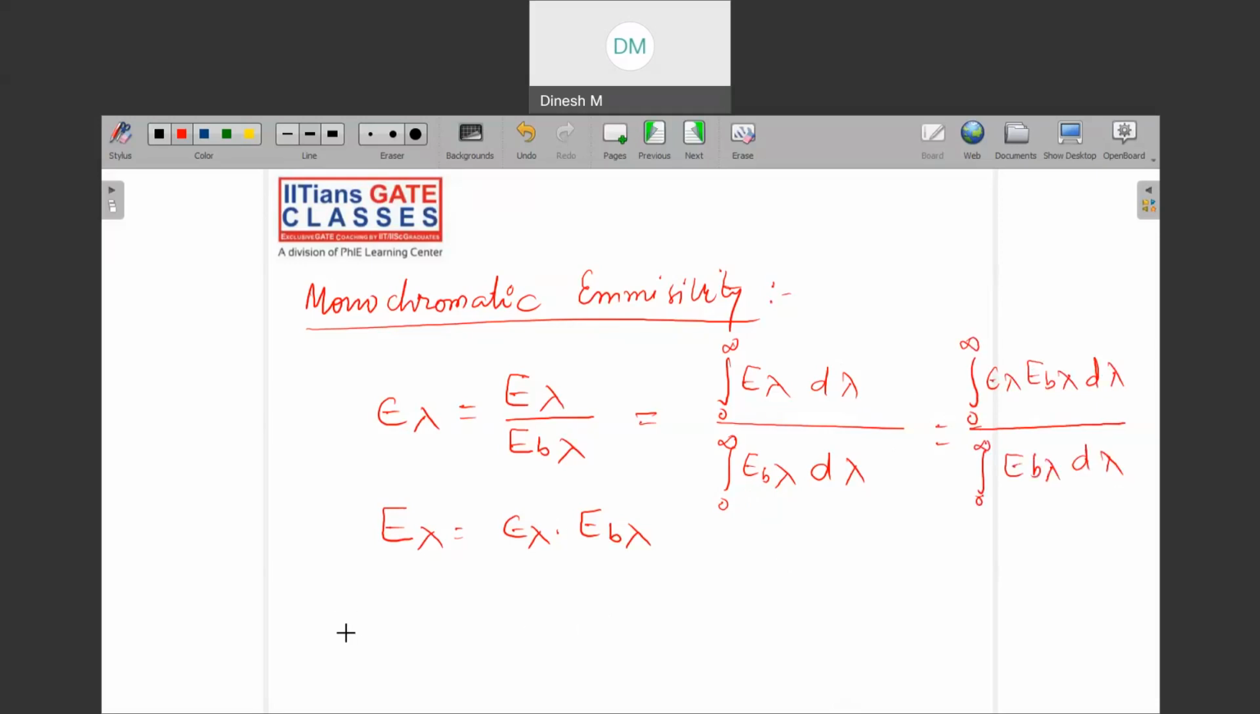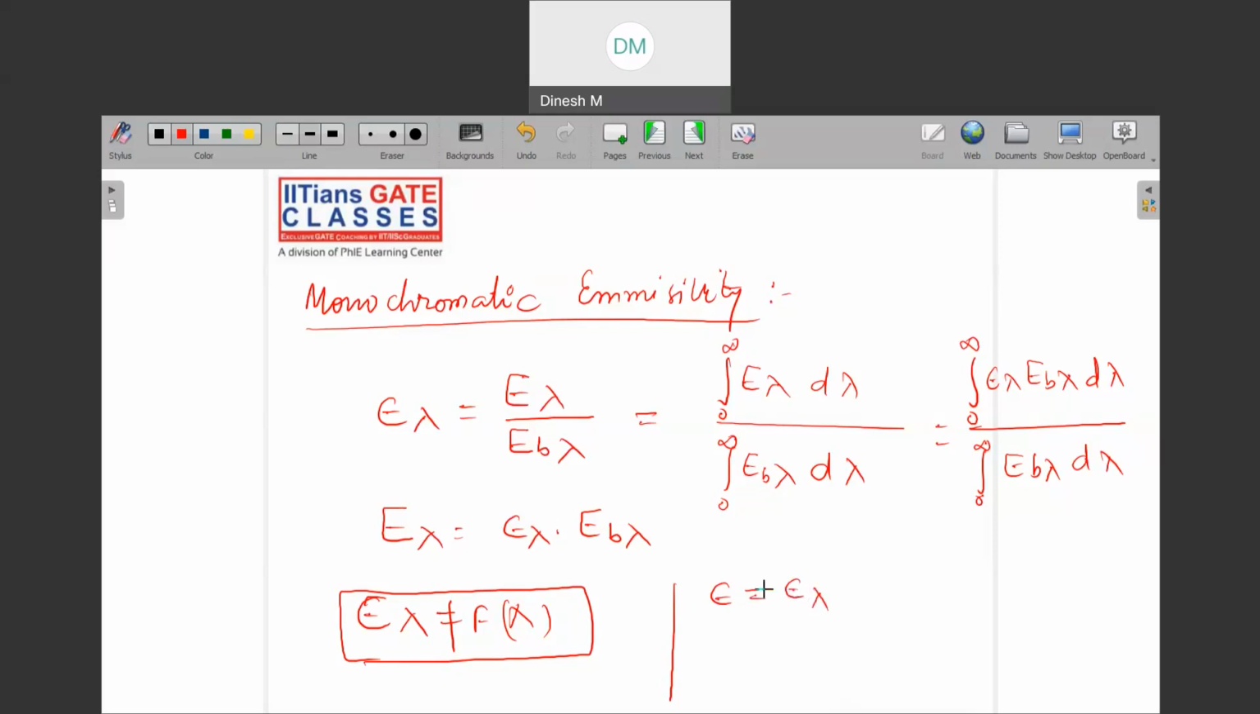So now epsilon lambda is not a function of lambda, right? So this is rather constant. So this is one conclusion: can you see that if I take epsilon lambda out of the integration, then this and this will get cancelled out. So your epsilon lambda is not a function of lambda, it is rather constant. So the emissivity which we have seen earlier is equal to epsilon lambda, that is equal to the monochromatic emissivity.